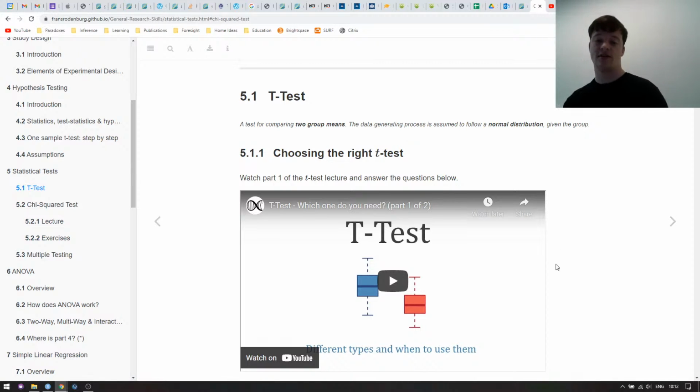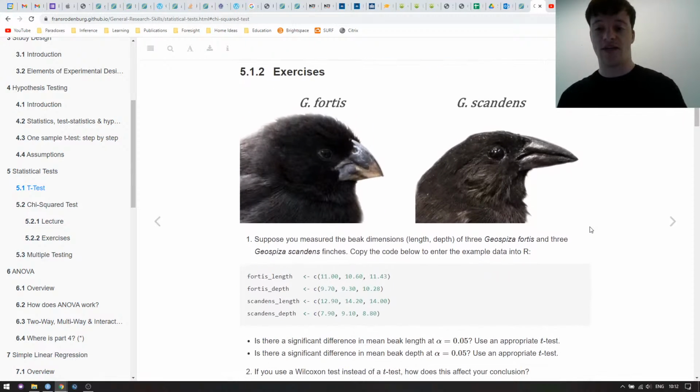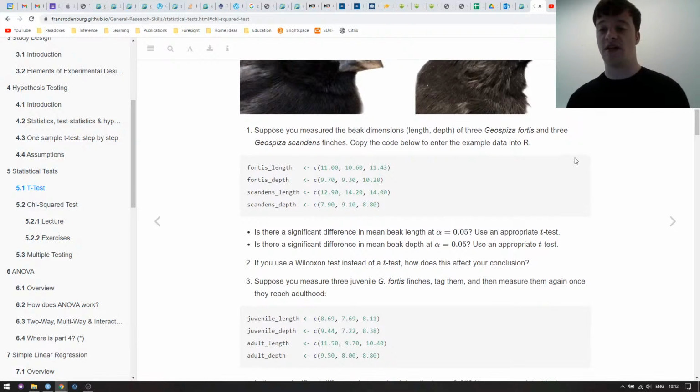I'm going to do two things today. I'm going to have a lecture on multiple testing and how to correct for it, and I will go over the solutions of the t-test exercises. I will post model solutions after this, but first let's just discuss the assignment, see if there was any trouble. So the first exercise, you just have to copy this data to R.